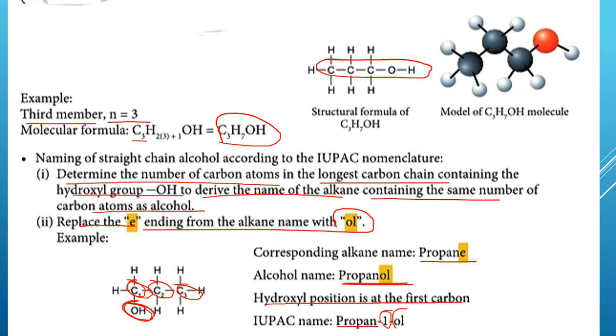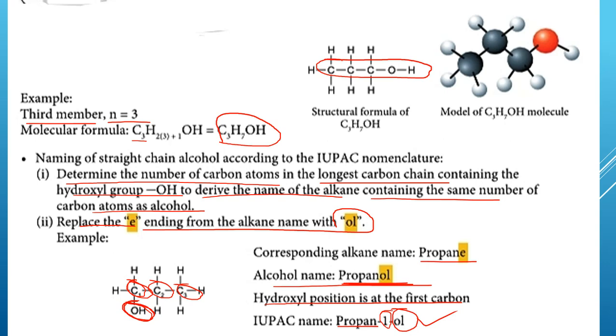And then "-ol" is the suffix for alcohol. So the IUPAC name for this alcohol is propan-1-ol. Okay, propan-1-ol. The alcohol name is propanol. The IUPAC name is propan-1-ol.